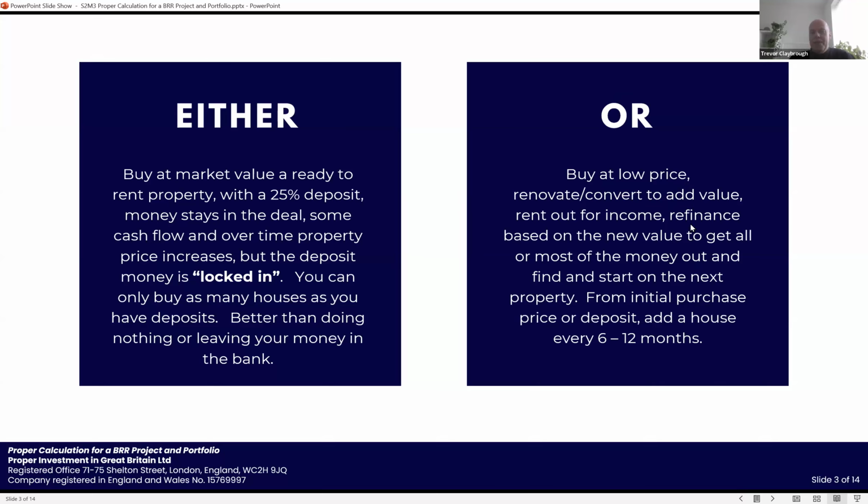And here we're refinancing based on the new value with the aim of getting most of our money out, so that in practice, if we're doing it really fast and hands-on, within 6 months we can get most of our pot of capital out of this deal and we're ready to invest in the next one. So it's an accelerated way of growing a portfolio without having to add a massive amount of money into the deal.